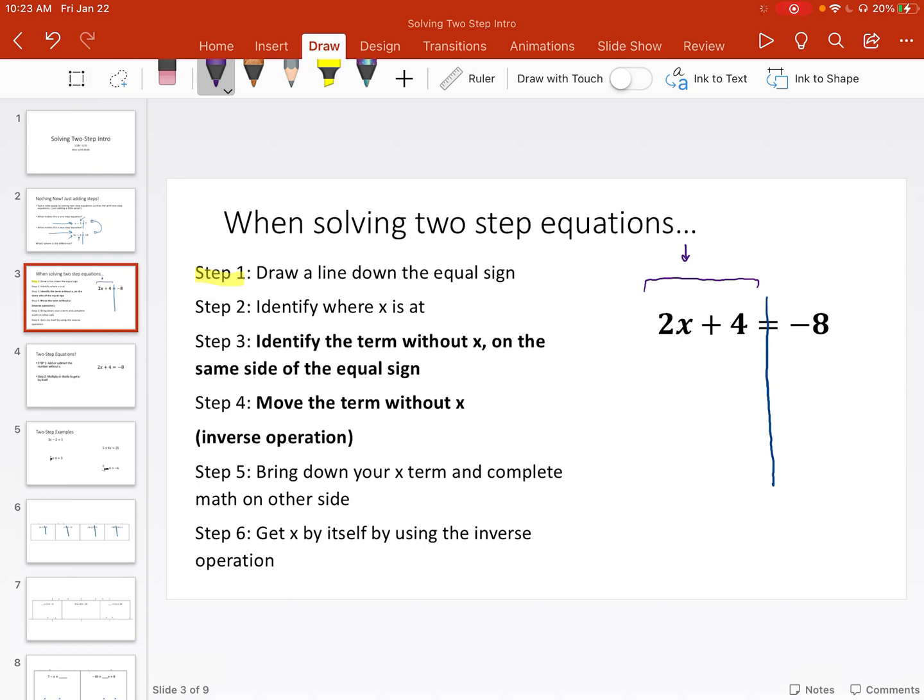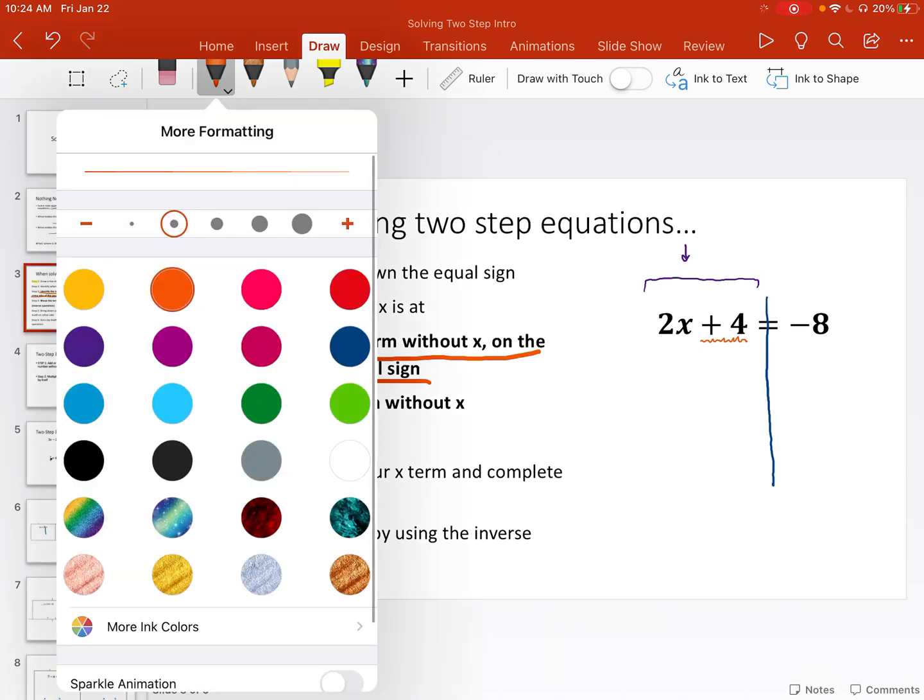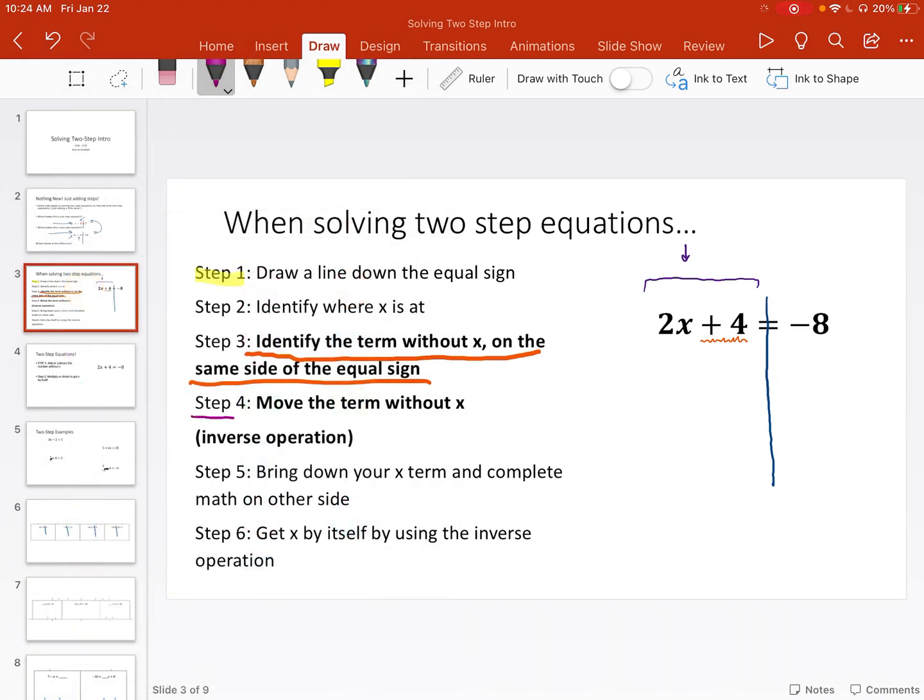Step three, we're going to identify the term without x, but it's on the same side of the equal sign. Oh, whoops, I've got to change my color. So in this case, I'm going to look. I am not going to pay any attention to this 2x yet because that 2 is with the x, but I do have this plus 4 here. And that doesn't have an x, and I can easily move that.